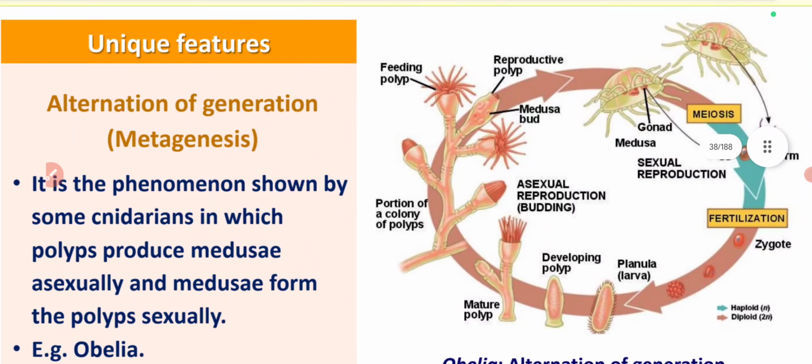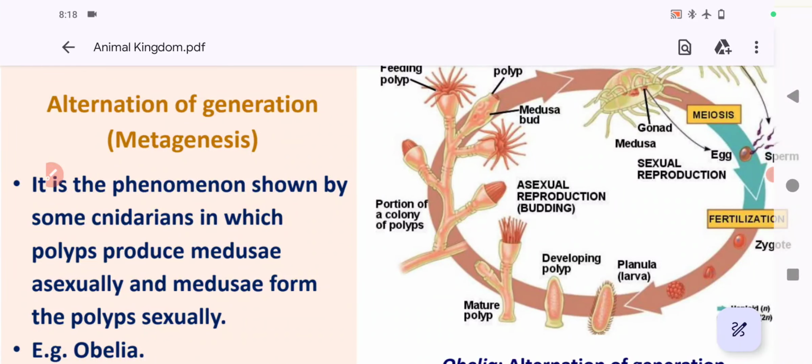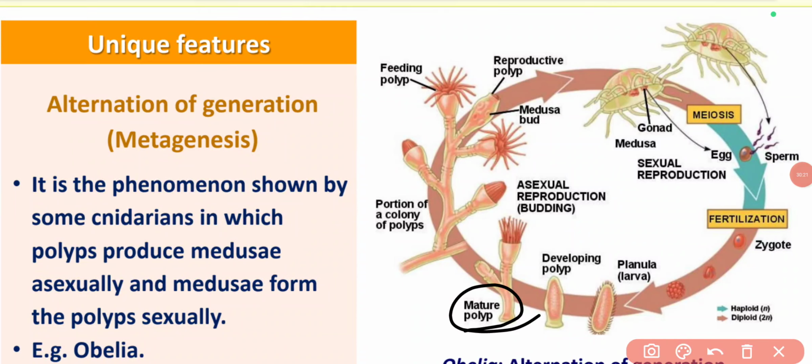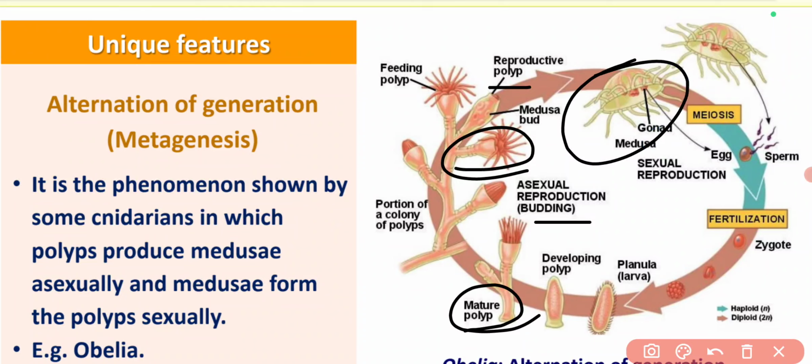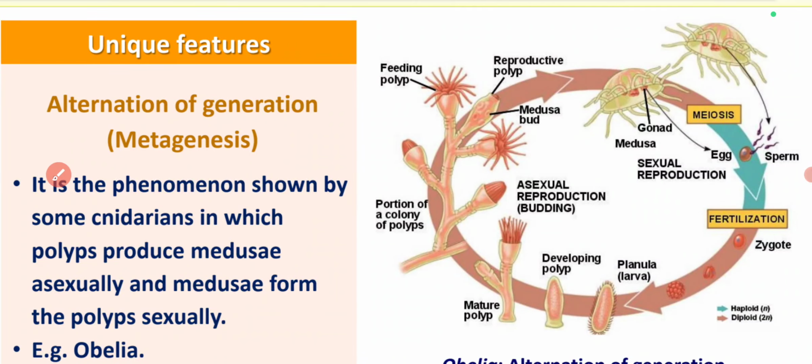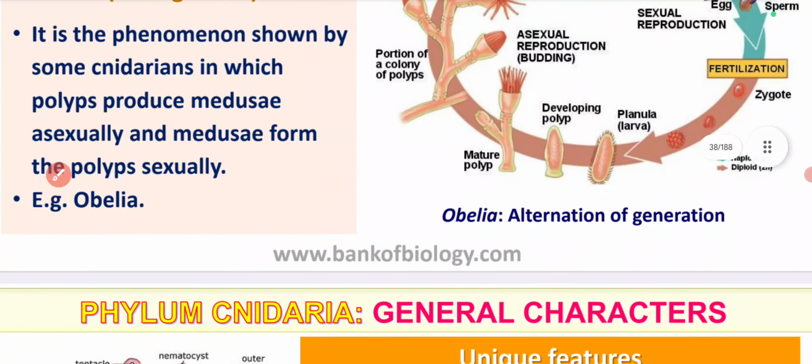As you can see in the diagram, a mature polyp reproduces asexually by budding, as shown in hydra, and then if it goes to proper reproduction, it shows the medusa form. The medusa forms the polyp sexually, and the polyp produces the medusa asexually by budding. Example: Obelia, which shows alternation of generation.